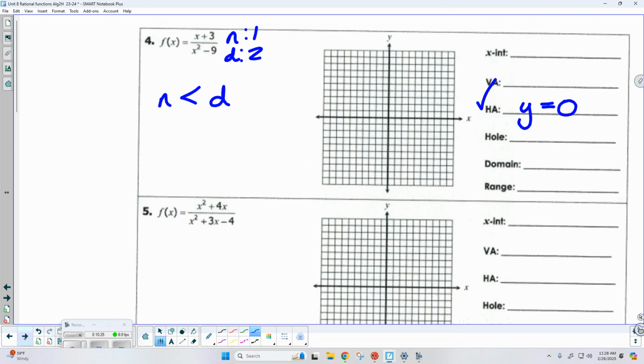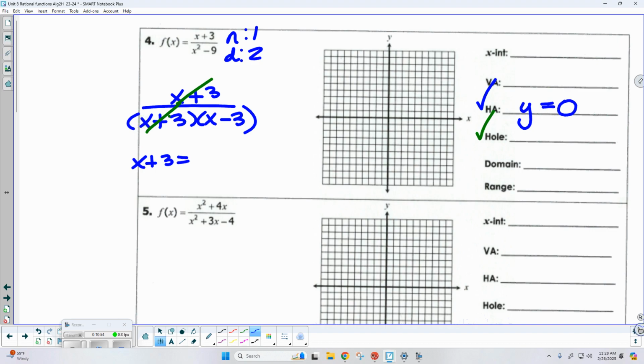So let's go ahead and factor this. Now the x plus 3 up top stays the same. How would I factor x squared minus 9? That's a difference of squares, so we're going to have an x plus 3 and an x minus 3. This is one that has an example of a hole. If you've got a group factor that cancels, yes, we're going to have one. Even though that group canceled, I'm still going to set it equal to 0. So if x plus 3 is equal to 0, the hole occurs at negative 3.